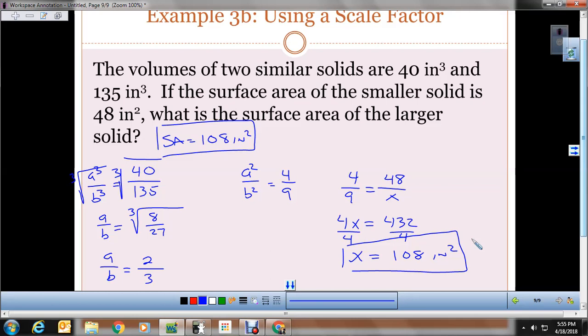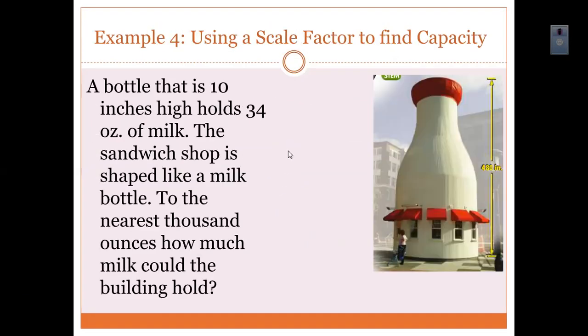All right, so let's take a look at our last couple examples. Using the scale factor to find capacity. A bottle that is 10 inches high holds 34 ounces of milk. The sandwich shop is shaped like a milk bottle. To the nearest 1,000 ounces, how much milk could the building hold?